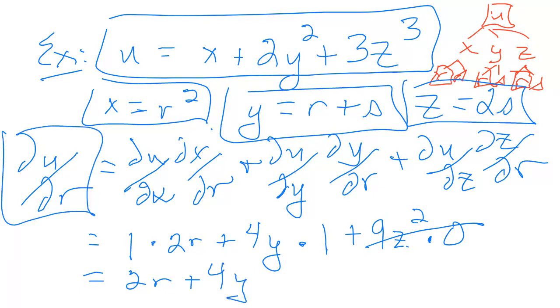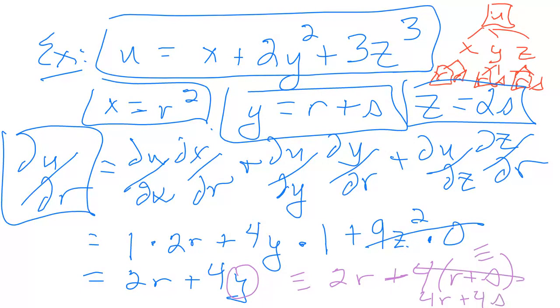However, we want the partial of u with respect to r. This is not in terms of r, so what we can do here now is sub in. So we're going to sub in what y is, in terms of r and s. So this is equivalent to 2r plus 4 times the quantity r plus s. And then, of course, in this case, we can multiply out. So that ends up being 4r plus 4s, right? So that's 6r plus 4s would be the partial of u with respect to r there. So hopefully that helps out.